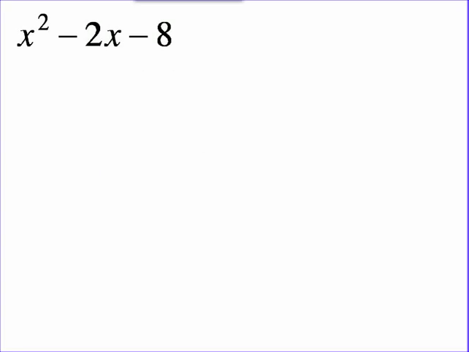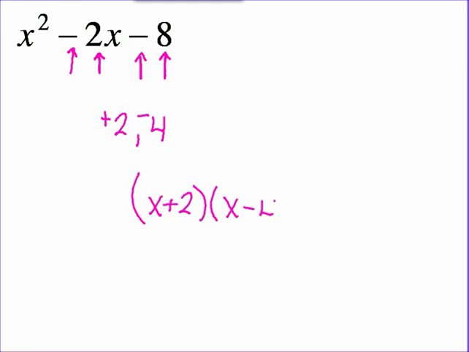Okay, let's look at this one. This one's a little different because we have a minus sign in there now. So 2 factors of what? 8 that differ by. Remember that minus sign on the very last one means they differ by. 2 factors of 8 that differ by 2. What are those? 2 and 4. How can you get a negative 2 from 2 and 4? Negative 4, positive 2, right. So then this would factor to be x plus 2 times x minus 4.